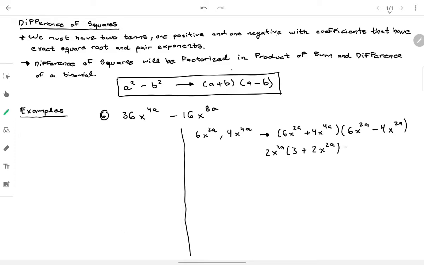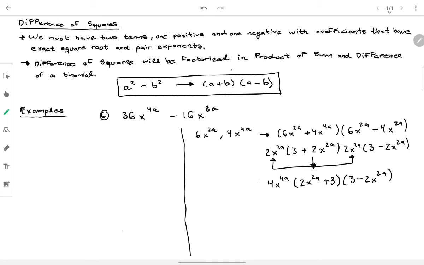On the second parenthesis, I can also take out 2x to the 2a, and it's going to be multiplied by 3 minus 2x to the 2a. So I can join these two, and it's going to be 4x to the 4a. The first parenthesis is not correctly ordered, so I need to order it, and it's going to be 2x to the 2a plus 3. The second one is correctly ordered because first the positive, then the negative one. So this is going to be the final answer of this one.